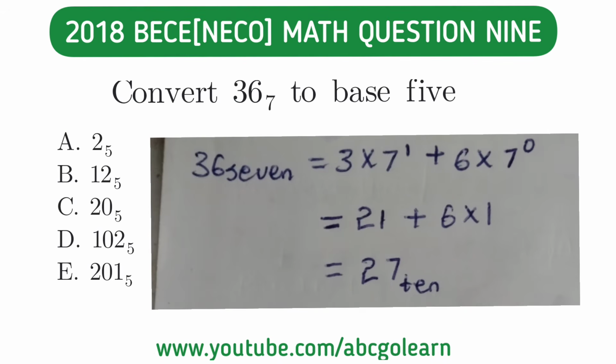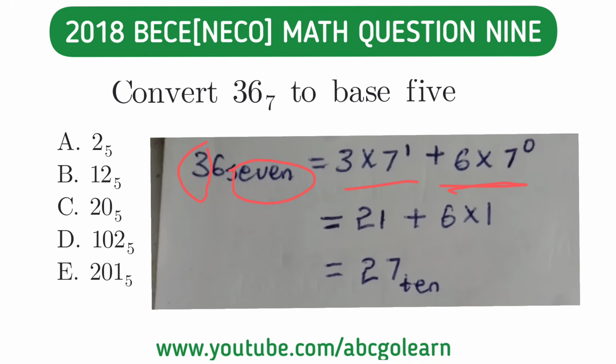So question number 9. Convert 36 in base 7 to base 5. When you're talking about this, the first thing you are going to do is to convert it to base 10. After you've converted it to base 10, you will then convert it to base 5. So that's what we are going to do right now. Converting this 36 in base 7 to base 10, we would first take this 3 and multiply it by 7. This 6 also we multiply by 7.